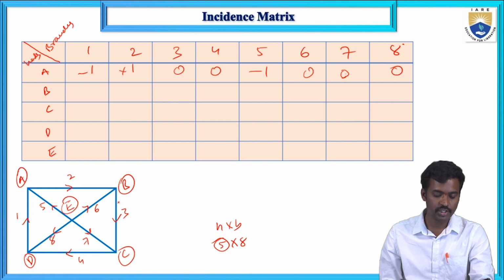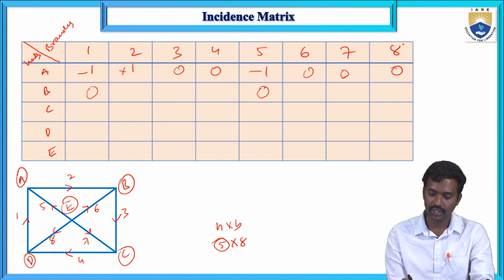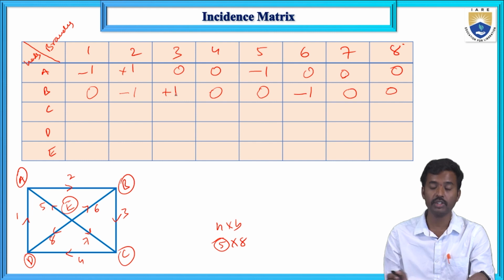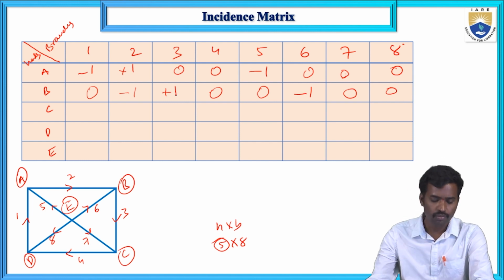And node B: only 2, 6, 3 are associated. The remaining elements 1, 5, 8, 7, 4 are 0. 2 is entering the node, which means -1, and 6 is entering the node, which means -1, and 3 is leaving away from the node, which means +1.